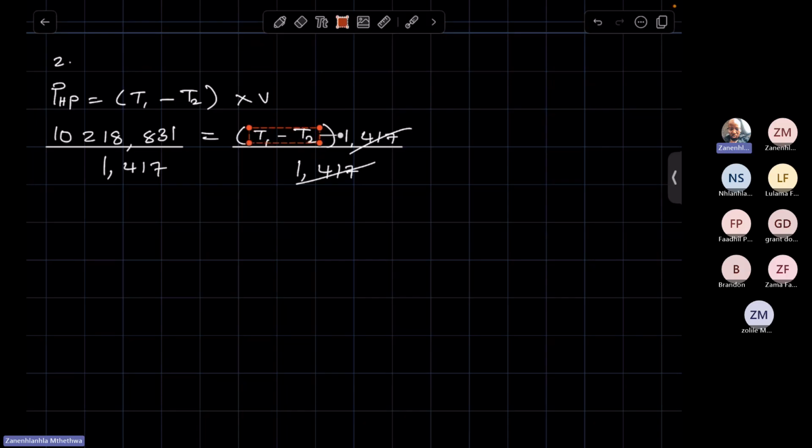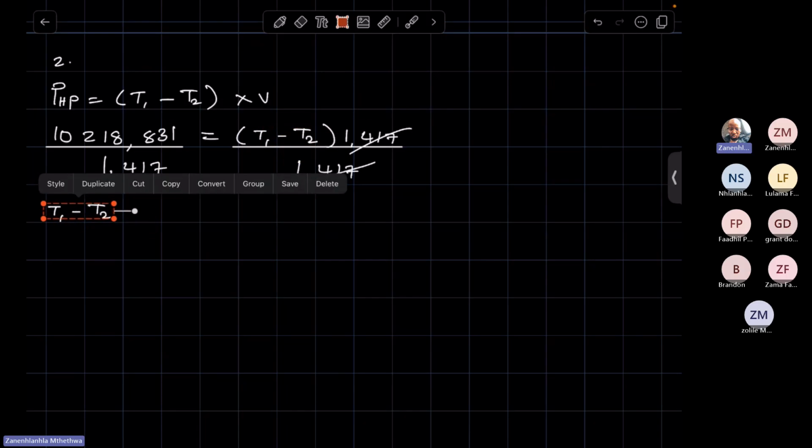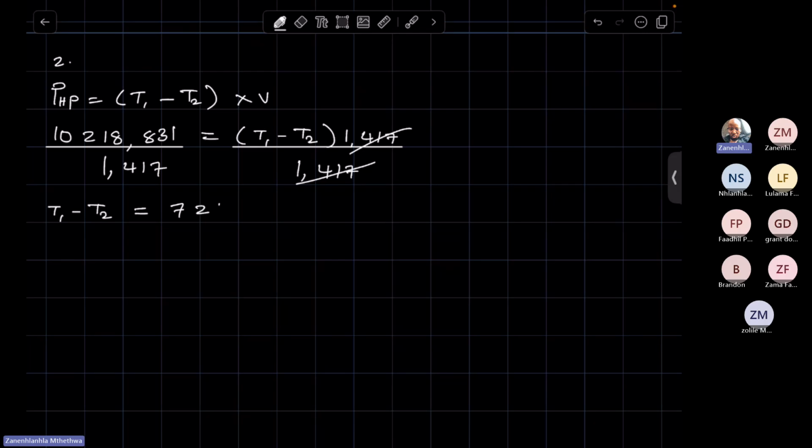So essentially T1 minus T2 is equal to the 10,218,831, right? Divided by the 1,417. So this is 7211,596. So this you take as your equation one. And so this you take as your first equation, right?